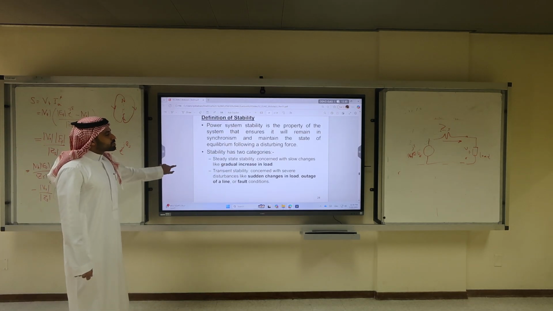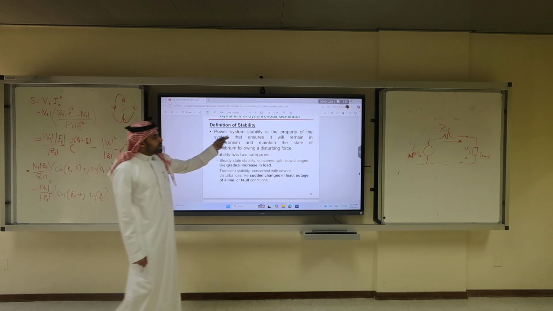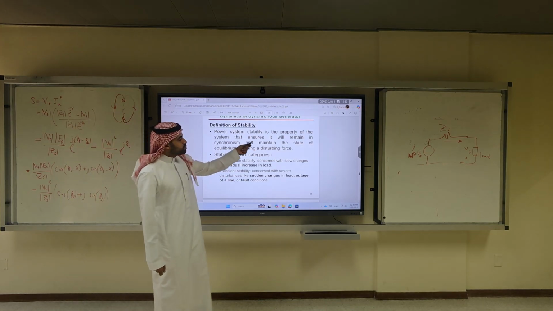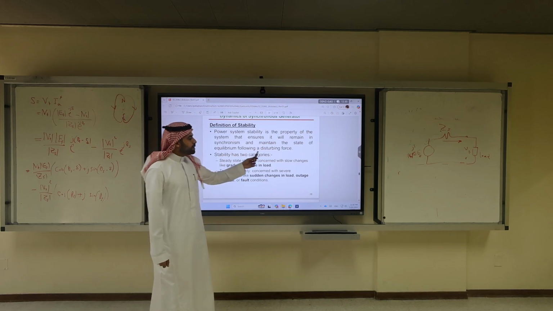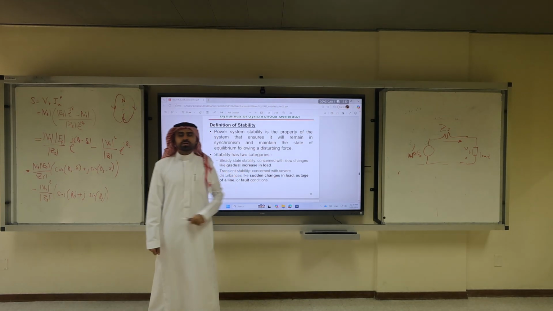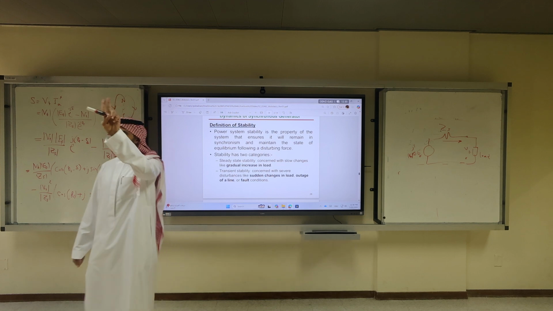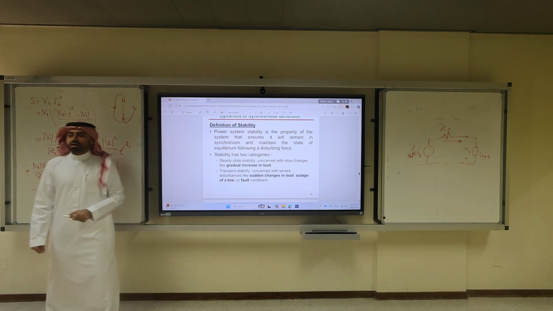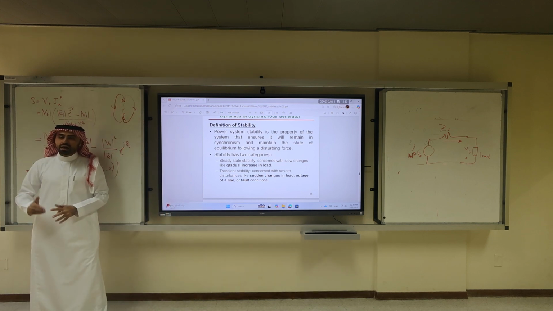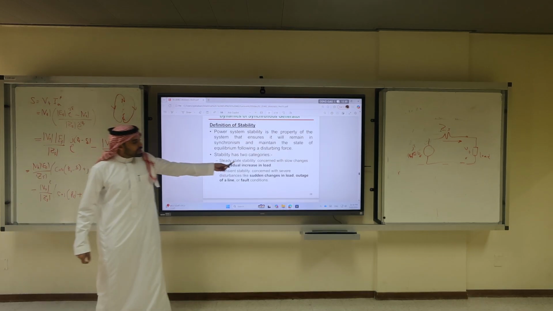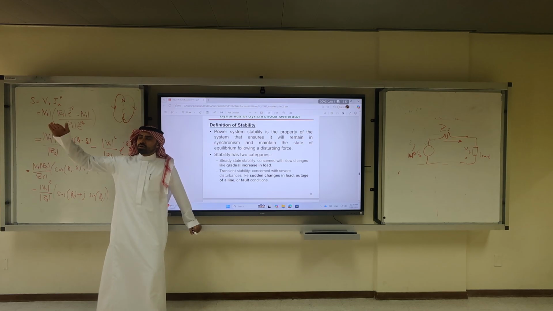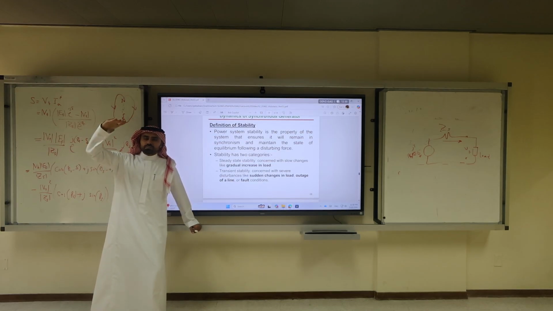Let's talk more about it. So power system stability is the property of the system that ensures it will remain in synchronism and maintain the state of equilibrium following disturbance force. There are two types of disturbances that occur for a generator. There is a gradual one and there is a sudden one. The gradual one is the steady state stability. It means we are operating at a constant power.